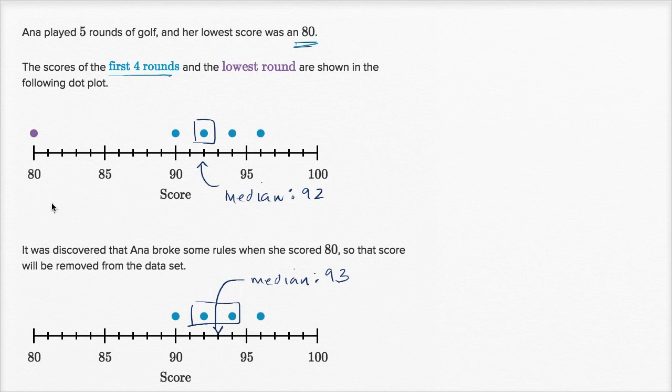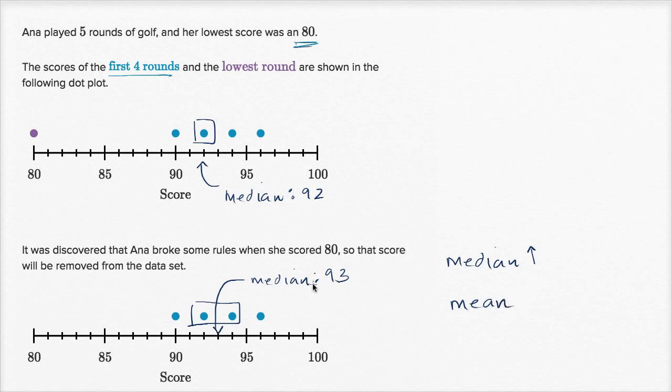So removing the lowest data point in this case increased the median. So the median increased by a little bit. Now what's going to happen to the mean?